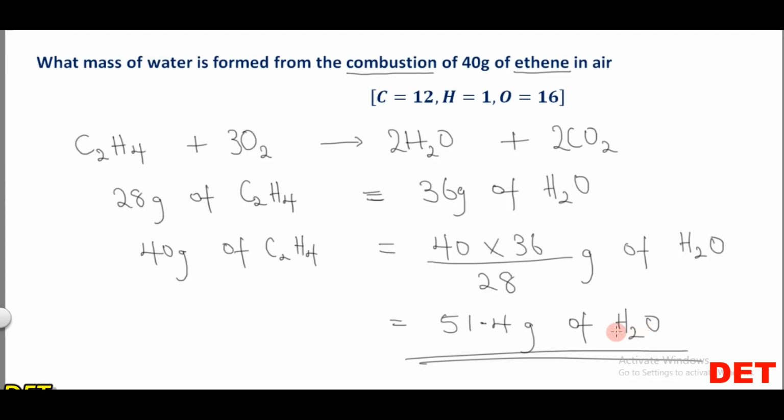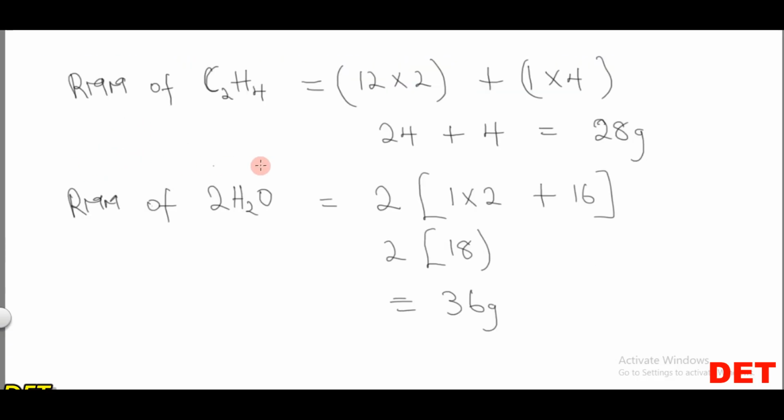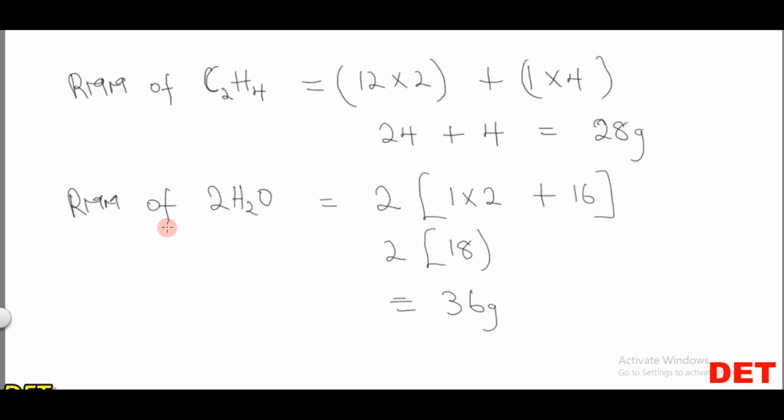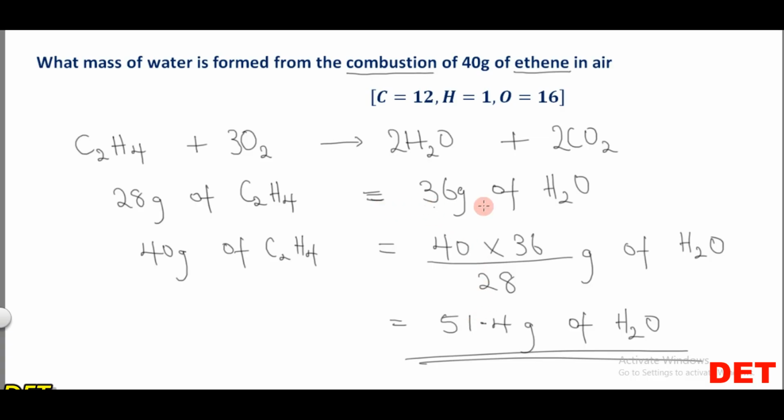So the first thing that you do in this question is to first of all write out a balanced equation, which I've shown already. And then calculate the mass of ethene here. When we calculated it, we got 28. So 28 grams of ethene gave us 36 grams of water. We also calculated the mass of these 2 molecules of water, and we got 36 grams. 2 times 18 gives us 36. So we got 36 grams of water.